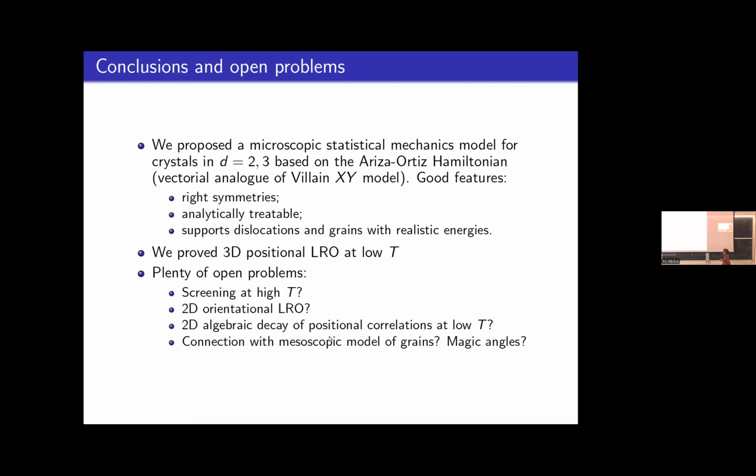Now we have a lot of open problems. Many of them I already mentioned, so it would be nice to prove screening at high temperature. In 2 dimensions, it would be nice to prove orientational long-range order for an appropriate observable testing breaking of linearized rotational invariance. It would be nice to prove 2-dimensional algebraic decay of positional correlation at low temperatures.